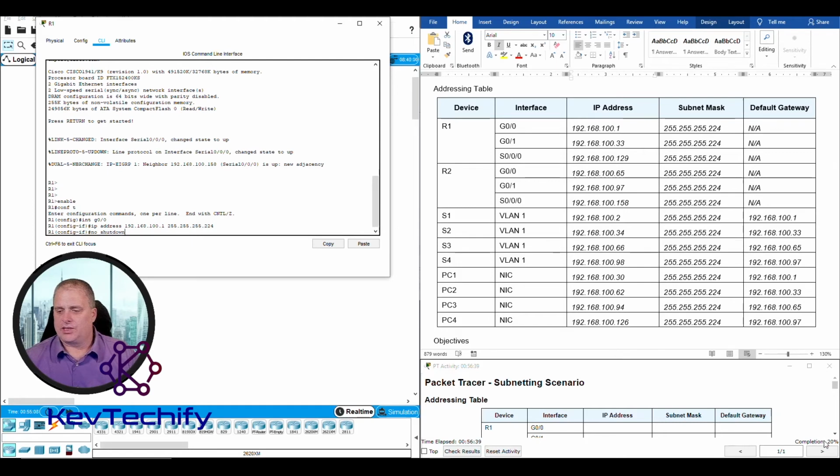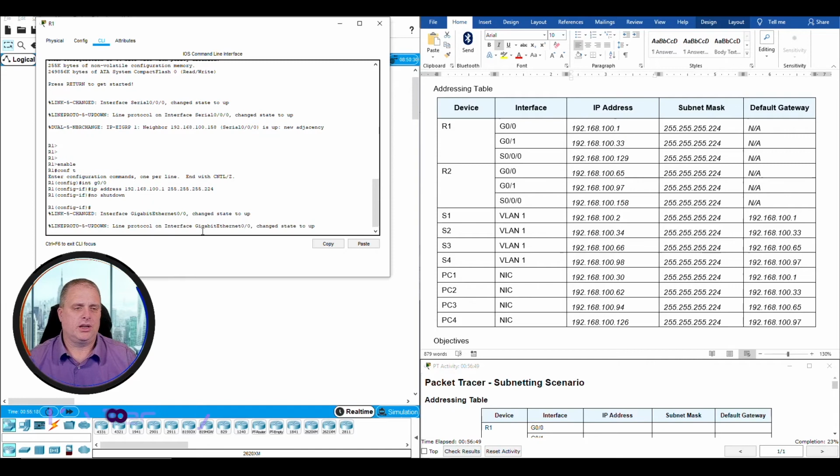Once again, as we complete stuff, you can see that our completion percentage down here is increasing. I haven't hit enter yet. I'm going to go ahead and enter. Completion percentage is at 20%. I did no shutdown. We are now at 23%.